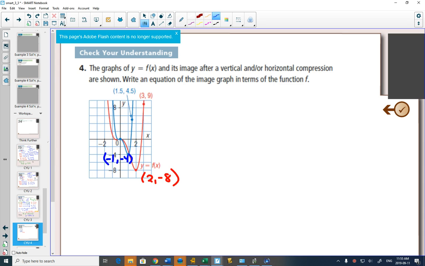This question is sort of a working backwards, right? Up till now, we've been given the equation. We know how to change things and then draw the new points and draw the new graph. Now the question's done for us. The graphs have been drawn, and we need to work our way backwards in order to figure out what happened so that we can write an equation.